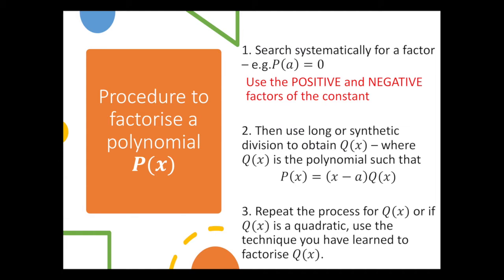Then use long division or synthetic division to obtain Q(x), which is the quotient. Q(x) is the quotient of P(x) after it's divided by x minus a. If it is a cubic, Q(x) will become a quadratic. Therefore, you can factorize it using the knowledge you have learned. If not, you have to repeat the process for Q(x) until you find that Q(x) is a quadratic. Alright, let's do some examples now.